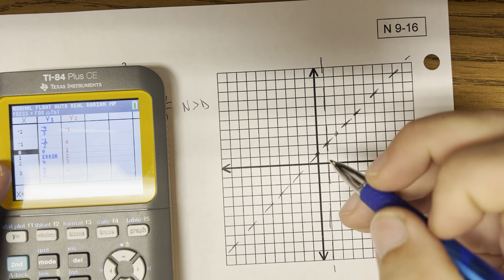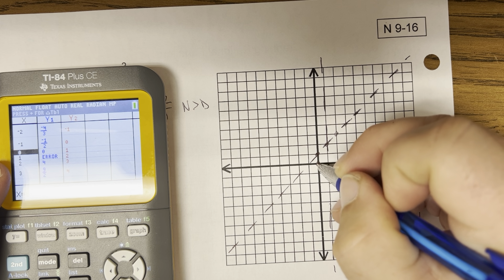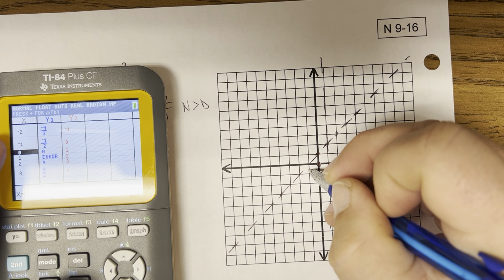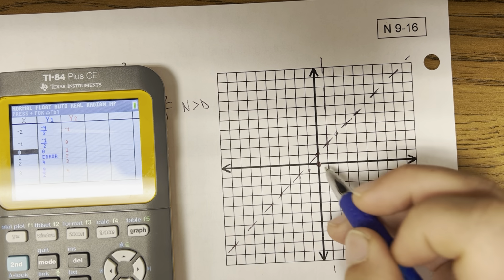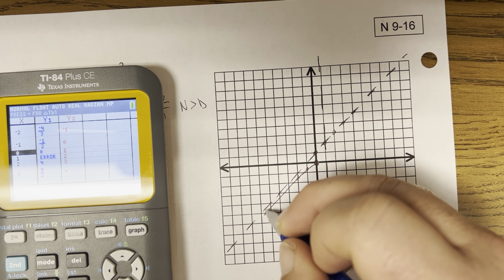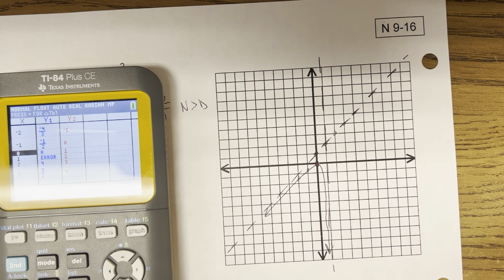And so we've got (0, 0), (-1, -1/2), and (-2, -4/3), which is like -1 1/3. And so we're going to get closer and closer to that dotted line, but not quite touch it. And again, we'll get closer and closer to the vertical asymptote, but not touch it.